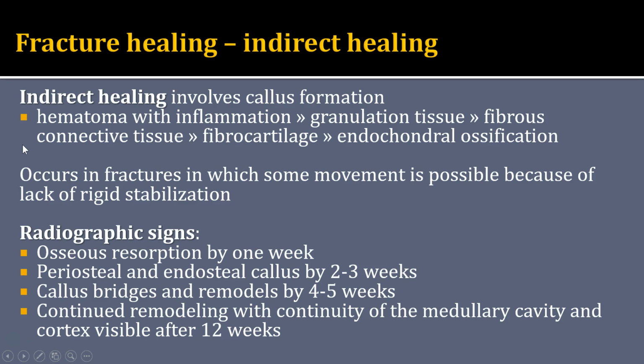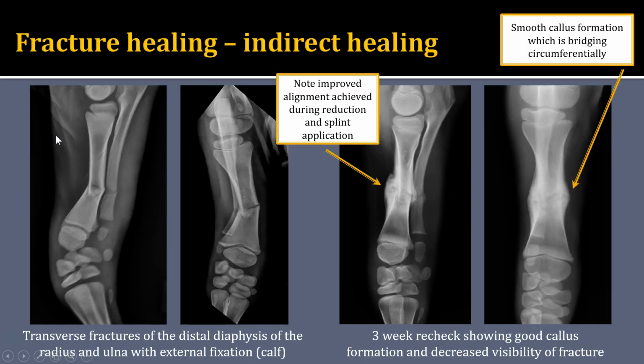Radiographically, there's a process that depends on when you take the radiographs. If we took radiographs within a week, we'd first see osseous resorption, and that's while we're having the hematoma and granulation and fibrous connective tissue. Then by about 2 to 3 weeks, we'll see radiographically apparent periosteal and endosteal callus. That callus will bridge and start to remodel by about 4 to 5 weeks, and then there will be continued remodeling until ultimately we get continuity of the medullary cavity and the cortex, and typically that'll be visible by at least 12 weeks, if not sooner.